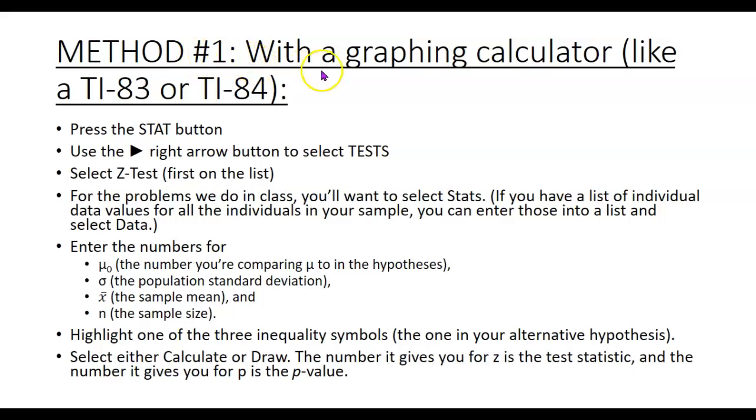And one method is if you have a graphing calculator, like some version of a TI-83 or a TI-84, or possibly an app that works like one of those. Now, here I've got the instructions, the steps that you go through on the screen. I'm not going to read them to you. You have them in your notes. But when we go through some example problems, I will show you how this works. So one of the ways you can get the test statistic and the p-value is by using the special built-in capabilities of a graphing calculator.